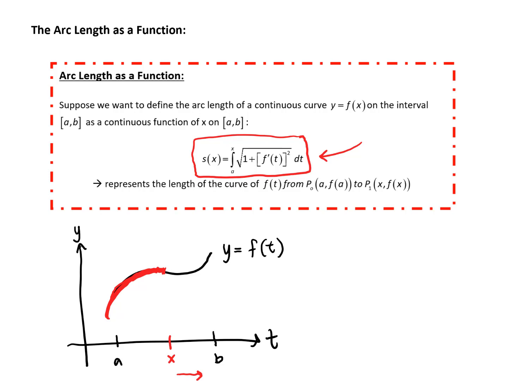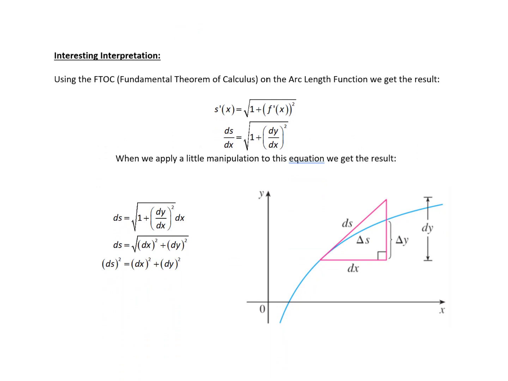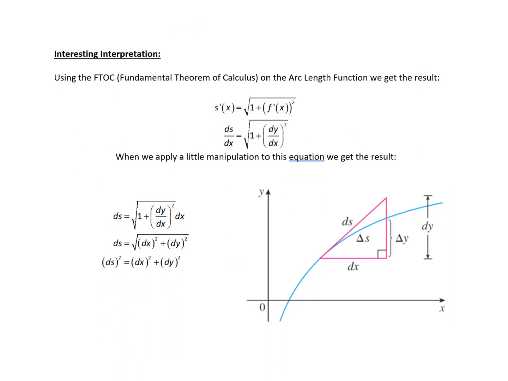We'll do an example of that in just a second, but that does give us an interesting interpretation if we apply the fundamental theorem of calculus to that new function that we've just defined. If we take the derivative of it, we find that s prime of x is equal to the square root of 1 plus f prime of x squared, just applying the fundamental theorem of calculus from Calc 1. And I went for the Leibniz notation here so we could talk about the differentials. With a little manipulation, we get ds, this new differential ds, is equal to the square root of 1 plus dy dx squared dx.